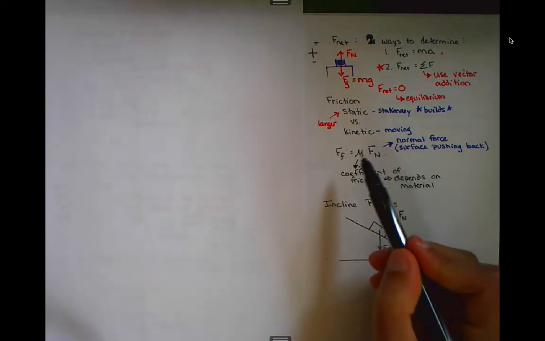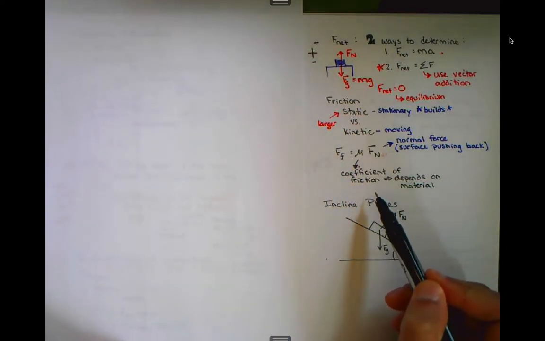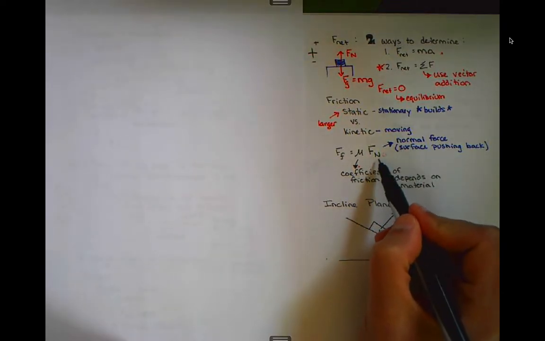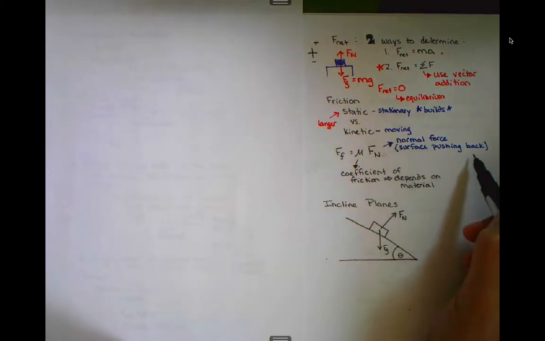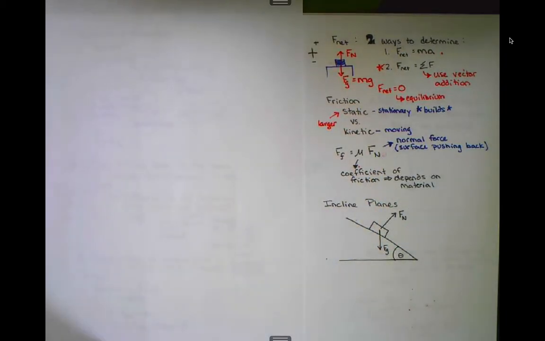Okay. Here's your friction equation, right? So remember your coefficient of friction, that is a unitless value. It depends on the materials that are touching, so you have that chart on your reference table. And then Fn, remember this is the normal force, the surface pushing back. Right? A lot of people get this confused with net force, so just beware of that.